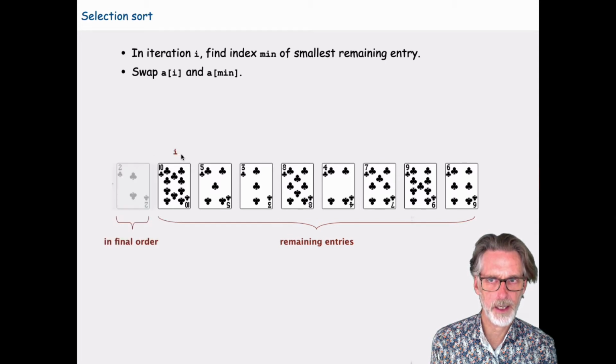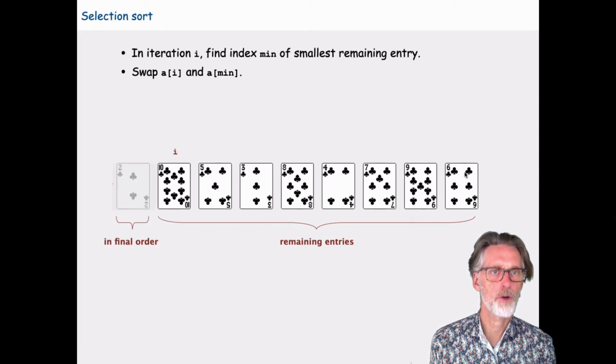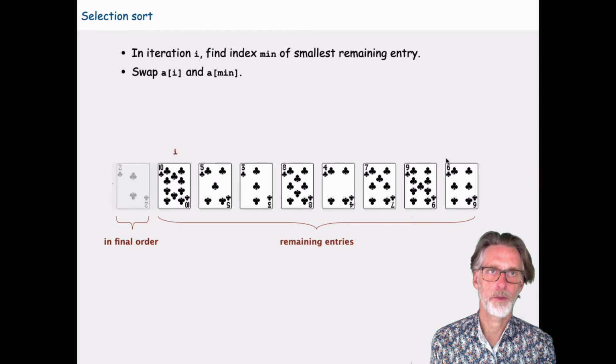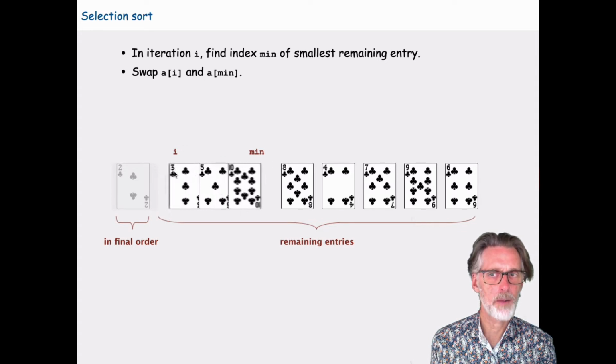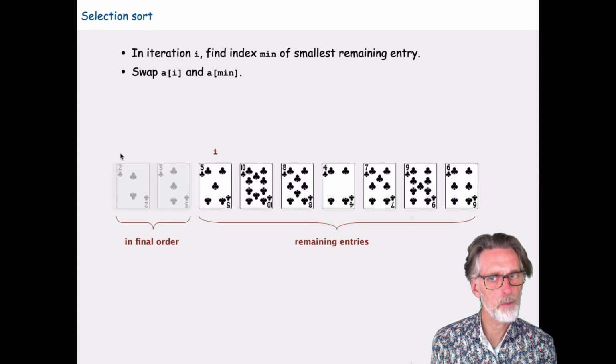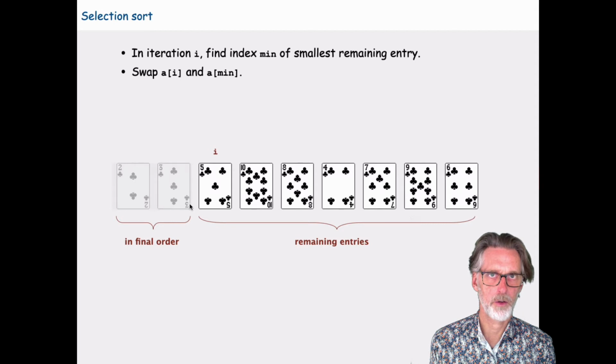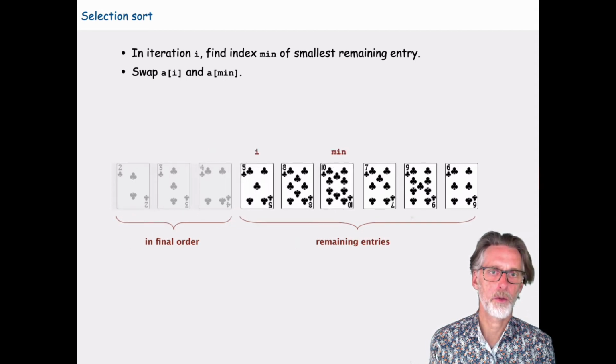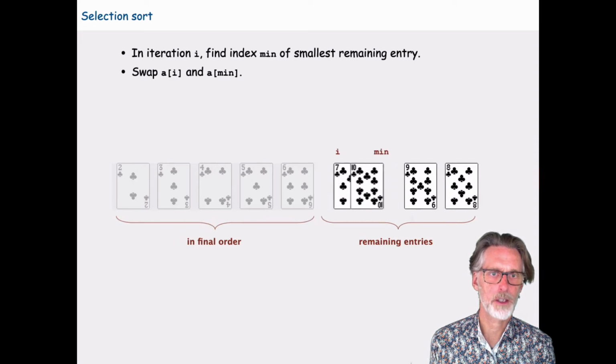So we can increment I and look for the next min. Note that we're looking for the min from I up to the end. And in this case, that'll be 3. We can then swap and now increment. We've found one more element in its final order. We can keep proceeding like this, and eventually the whole array will get into the right position.